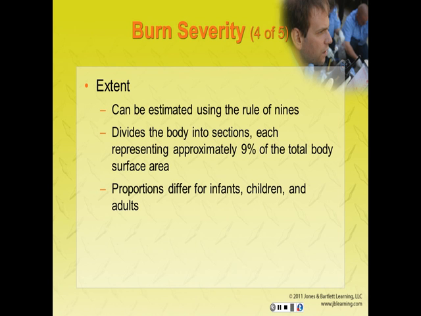Extent of the burn. The extent of a burn can be estimated using the rule of 9s, which divides the body into sections, each representing approximately 9% of the total body surface area. The proportions differ for infants, children, and adults, and this is something you must know for your registry exam. It is very important in burn treatment that we properly identify percentage of burned areas.